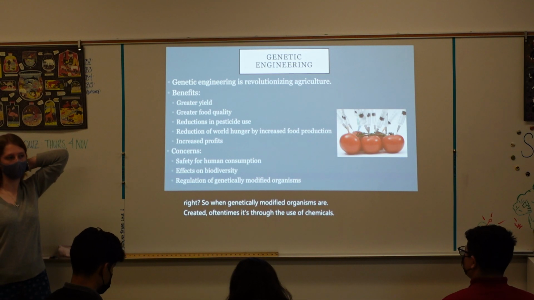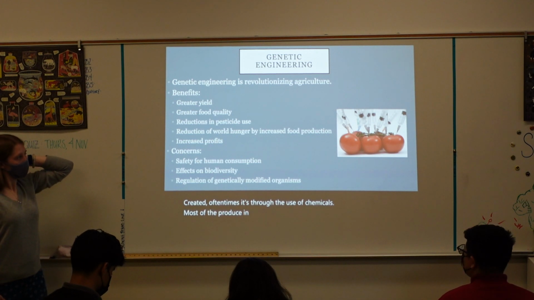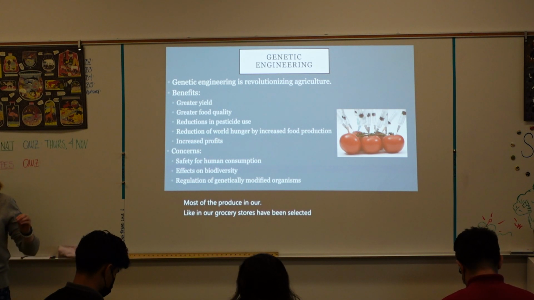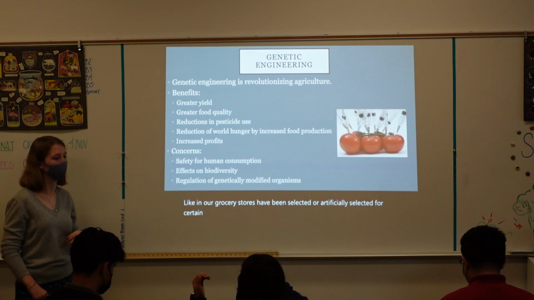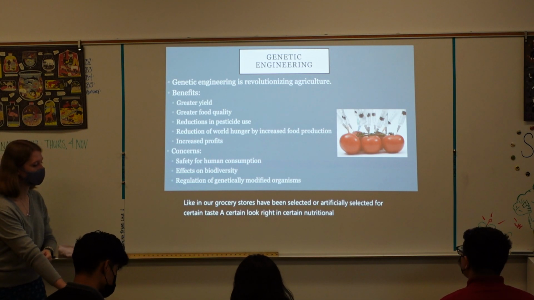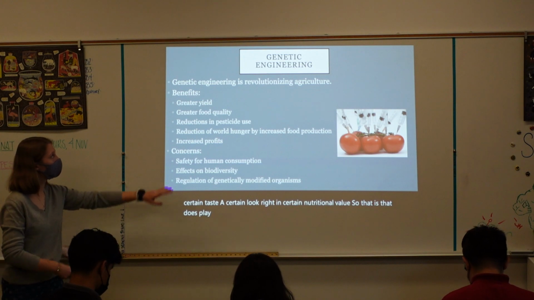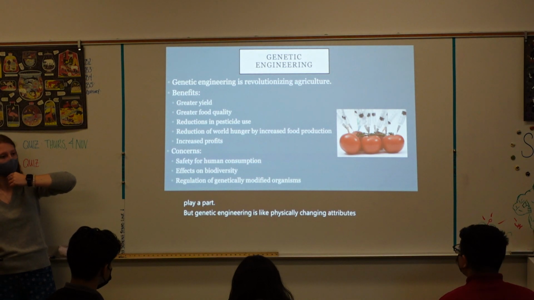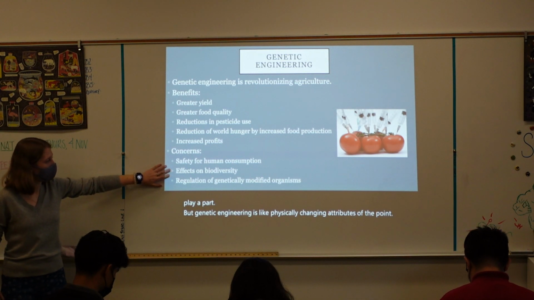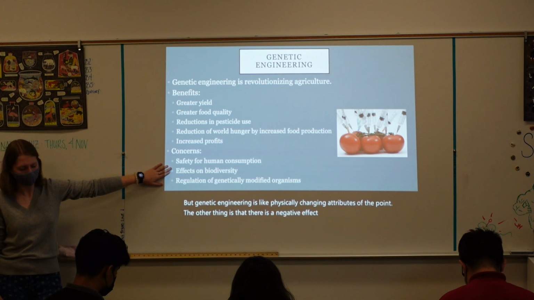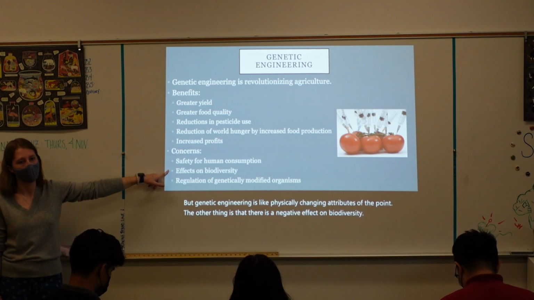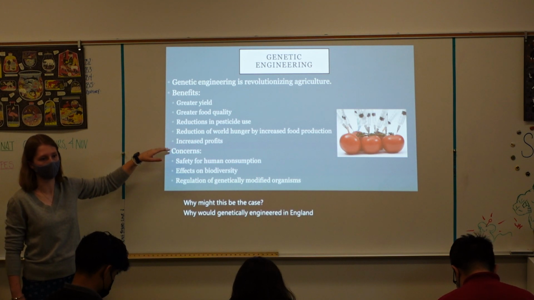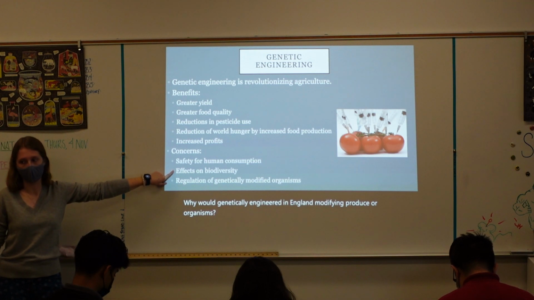Most of the produce in our grocery stores has been artificially selected for a certain taste, a certain look, a certain nutritional value. So that does play a part. But genetic engineering is physically changing attributes of the plant. The other thing is that there's a negative effect on biodiversity. Why might this be the case? Why would genetically engineering or genetically modifying produce or organisms negatively affect biodiversity?